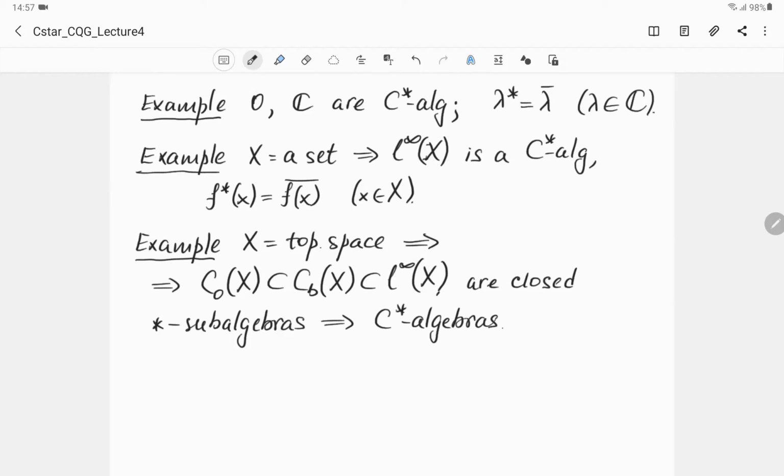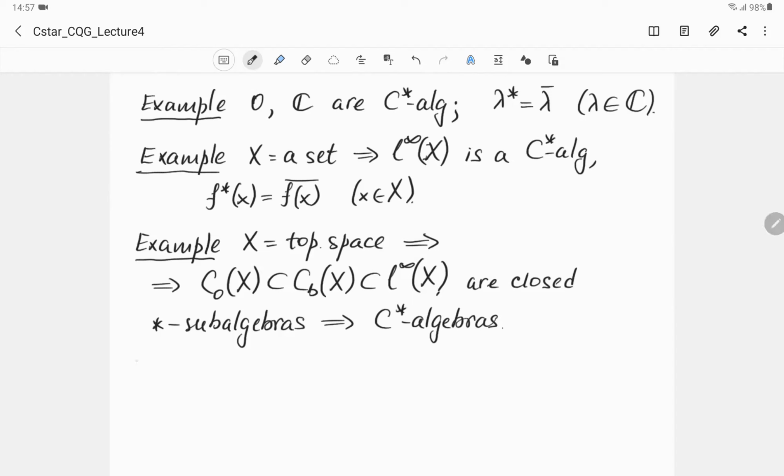Among these examples, the most important one is the algebra C0 of X. And we will see soon that each commutative C-star algebra is of this form, is isomorphic to C0 of X. And this follows from the so-called commutative Gelfand-Naimark theorem, which will be proved, I hope, today, at the end of today's lecture.